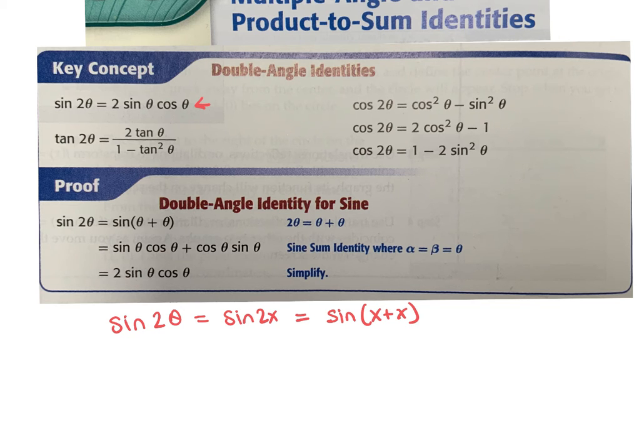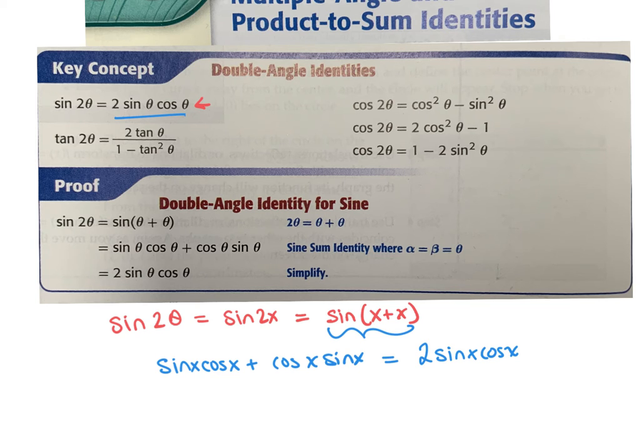All right, how do I expand that? Well, the sum formula says that's going to be the sine of x times the cosine of x plus the cosine of x times the sine of x. Well, aren't those the same thing? Everybody agree that those are the same thing? If I add 2 of the same thing, that's just 2 sine x cosine x. That's what it says it equals. So that's where they get it from.